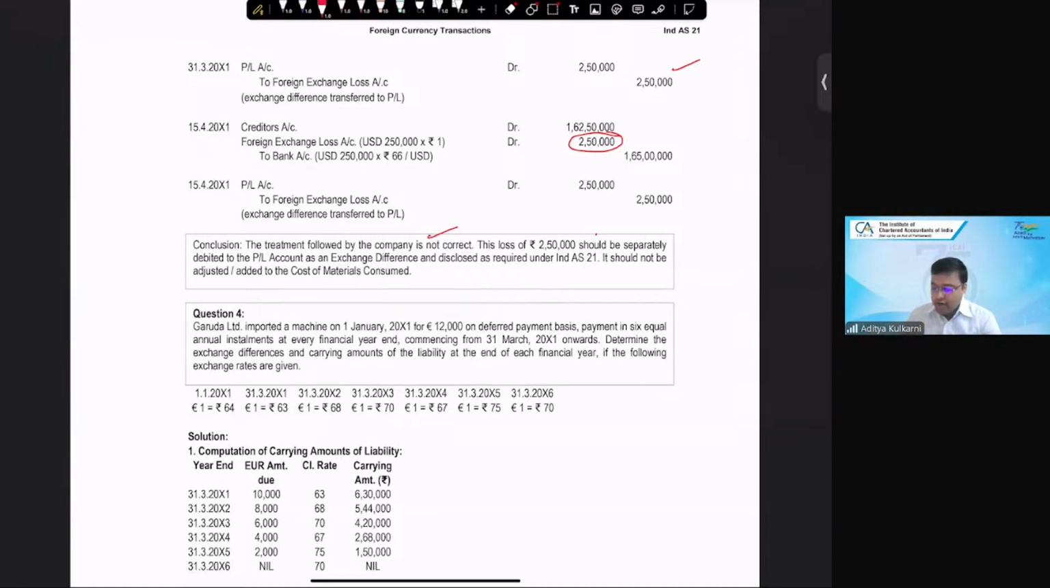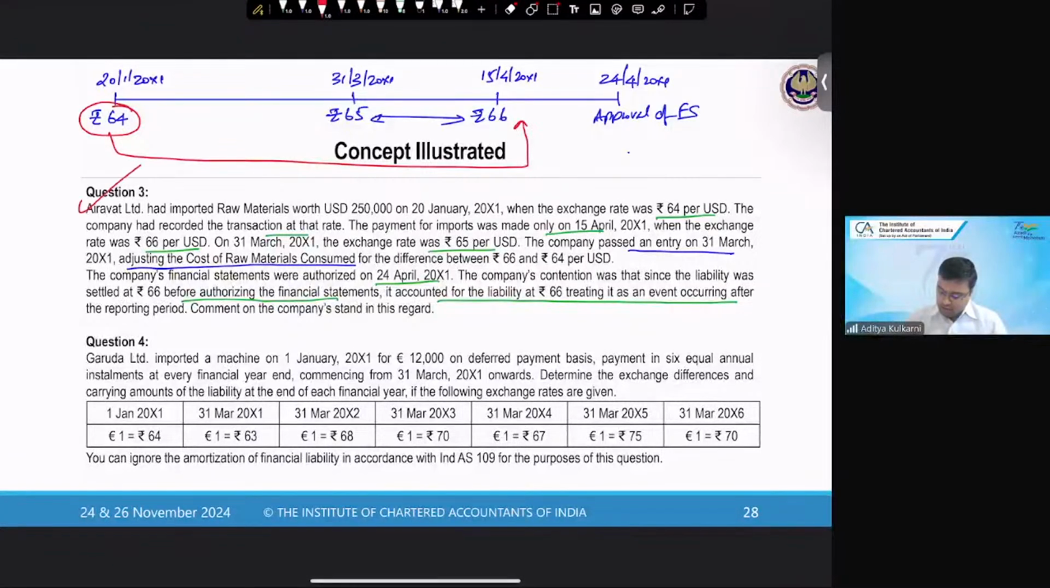The loss of 250,000 should be separately debited to the P&L as an exchange difference and disclosed as required under Ind AS 21. We cannot adjust or add the same to the cost of materials consumed. We cannot do that because this is not a part of margins. This is dependent on market exchange rates and not related to the efficiency of the production or the supply chain team. Are we okay with this? Yes, sir. Okay, so that takes care of this question 3.